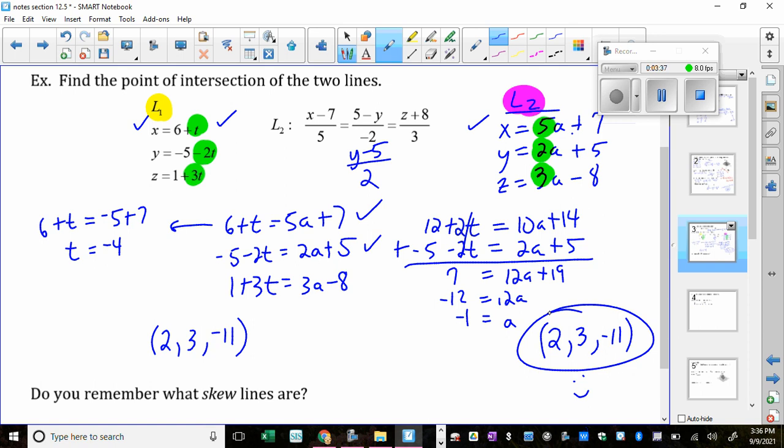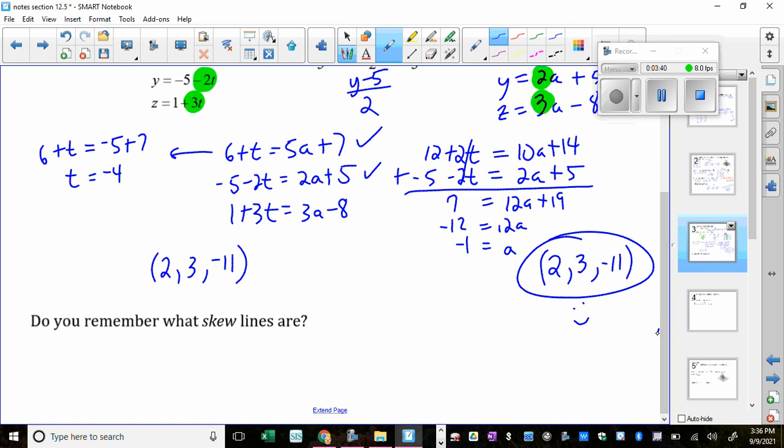All right, so do you remember what skew lines are? We talked about it in class. So these are, I guess, lines on parallel planes.